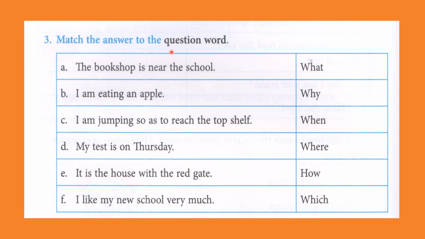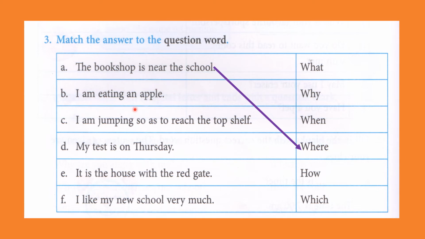Match the answer to the question word. Here, children, the answer is given. Now you have to choose the correct question word. The bookshop is near the school. So you want to know where the bookshop is. So the question word here will be where: where is the bookshop?